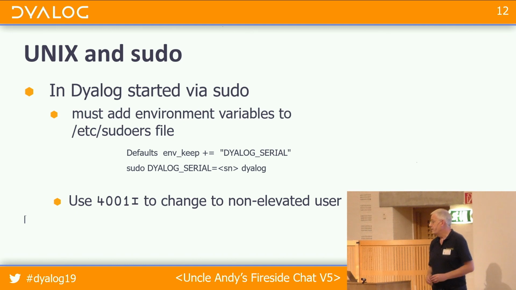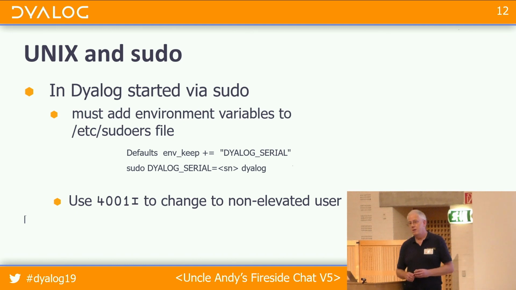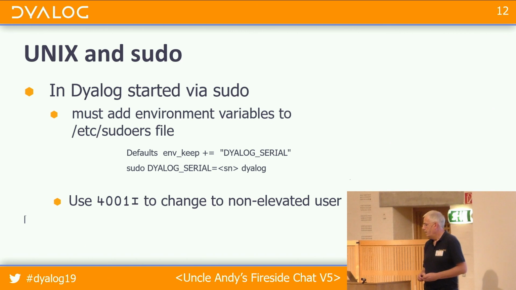Other things you can do on Unix is you might want to start Dyalog APL under the sudo command. What that says is run Dyalog APL with administrative privileges. The most likely reason you want to do that is because you are going to use something like MiServer, and you want to talk to port 80 for your HTTP connections.